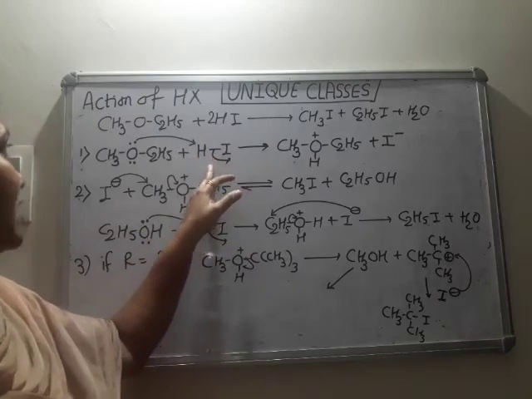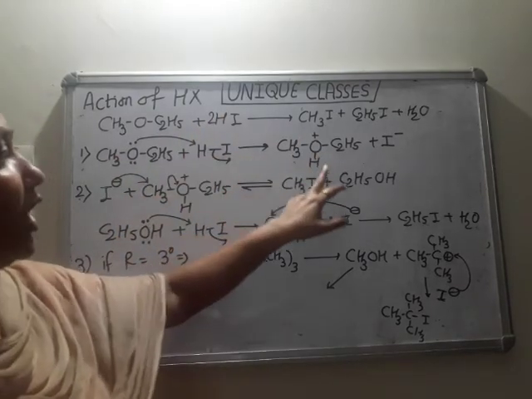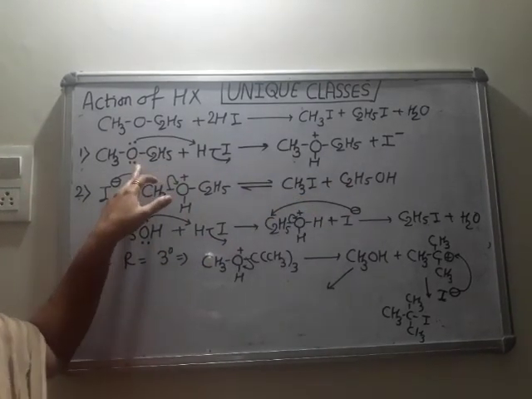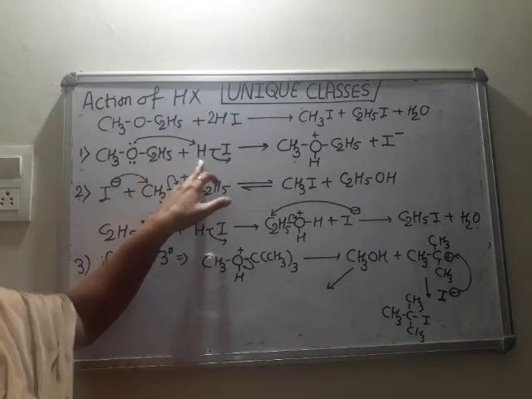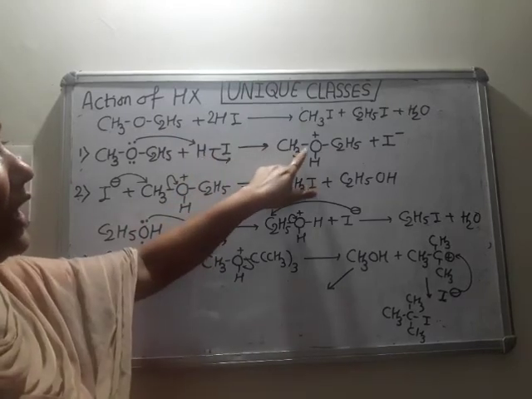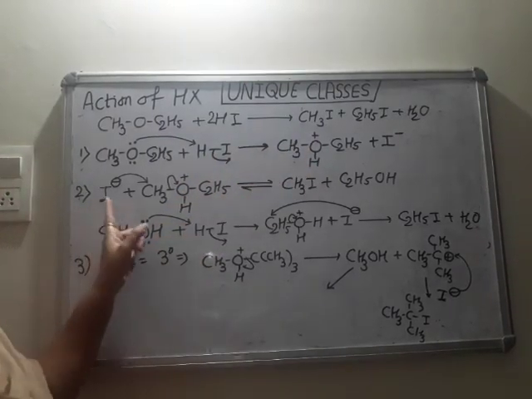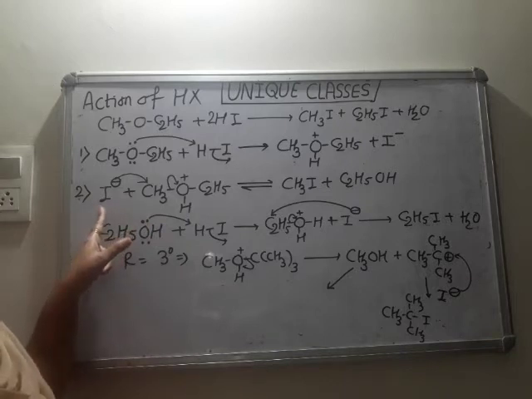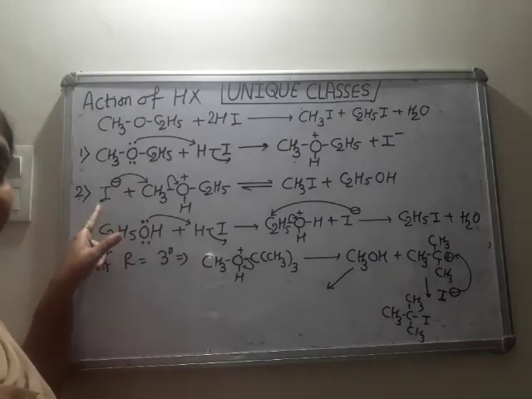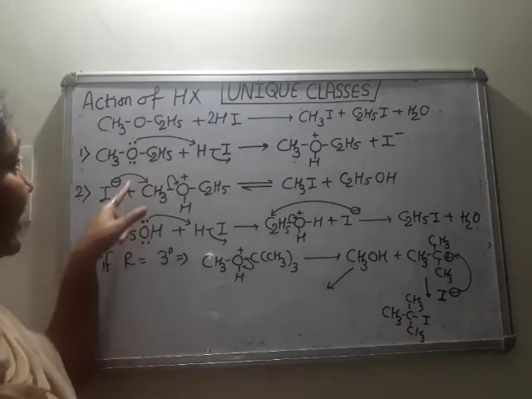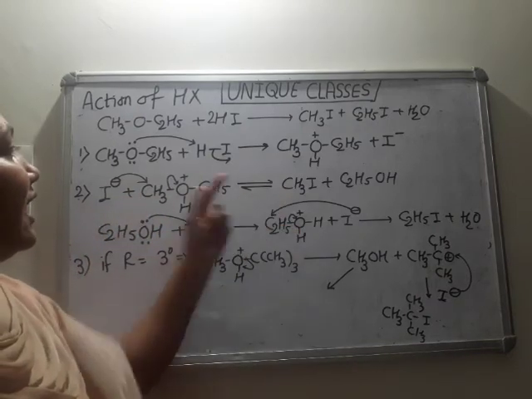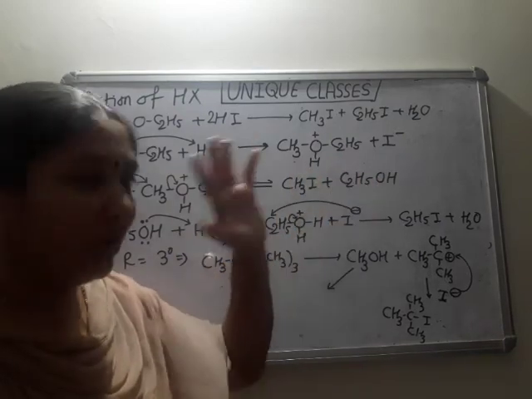step by step, larger group forms alcohol and smaller group forms iodide. So what happens in this reaction? Ether is protonated in the first step. Oxygen gives an electron pair to this hydrogen, and we get this protonated ether. Now this protonated ether is attacked by I minus on the smaller group. It is easy for I minus to attack the smaller group because it is sterically less hindered. So we get CH3I, and the larger alkyl group forms alcohol.